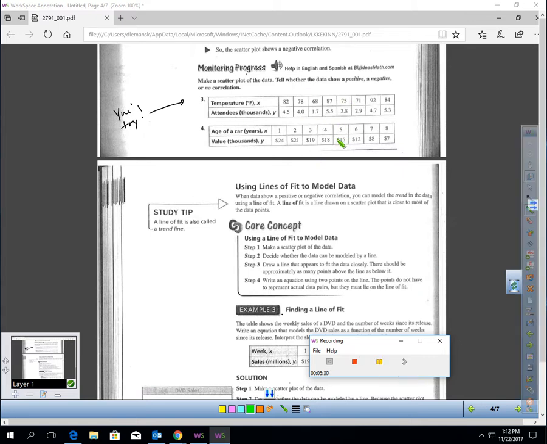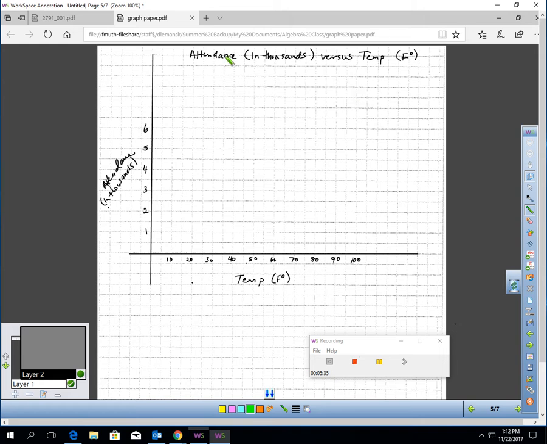Okay, so for the first set of data, I made a graph. So let's look at that. First thing I had to do is label my graph. This graph is about attendance in thousands versus temperature in Fahrenheit. Here's my attendance. Here's my temperature. I had to pick a scale to fit this on. And remember, the attendance is in thousands, so this stands for 1,000, 2,000, 3,000, and so on. There were 8 sets of points on my table. You can see I have 1, 2, 3, 4, 5, 6, 7, 8 points plotted then. So there's the table of 8 points.